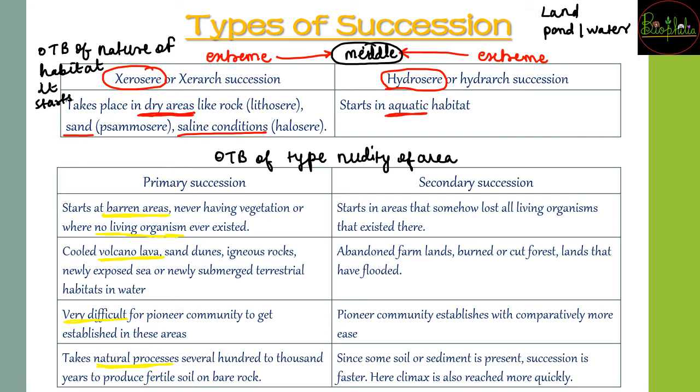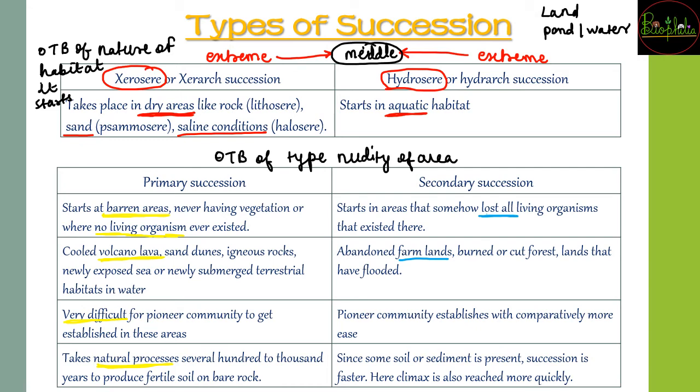Whereas the opposite to it is going to be the secondary succession, jahan pe ek succession hoga jahan pe pehle se hi life thi. So because of some circumstances, all the living organisms just vanished, they just got extinct, and after that places like abandoned farmlands, yaani kuch log aake wo jagah ko chhod ke chale gaye, kisi ka transfer ho gaya, jagah khuli khuli reh gayi. So that is going to be an example of secondary succession.